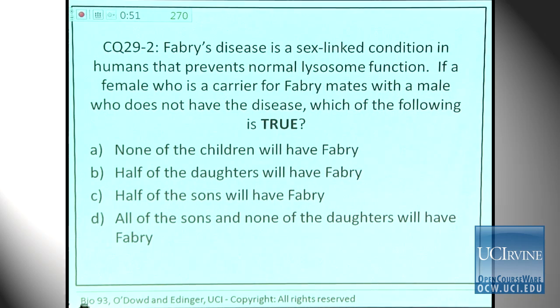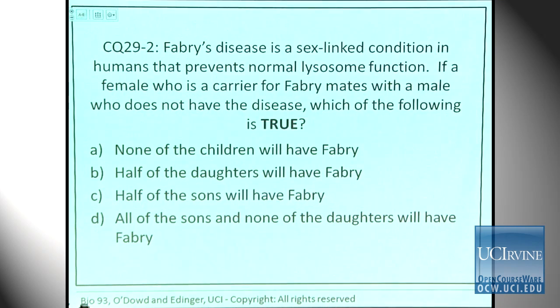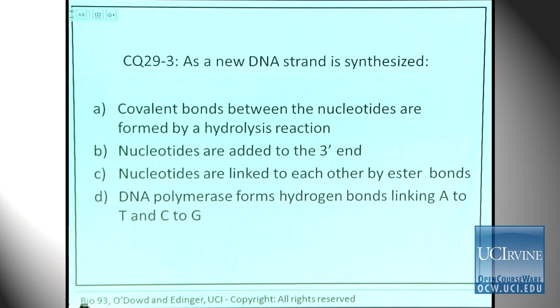Okay, you guys are doing very well. Go ahead and finish up your squares if you have not. Okay, C is the right answer. Very good. So if you draw the Punnett square, it becomes pretty clear. Half of the daughters will not have Fabry, but they will be carriers. Right. Okay, try this.